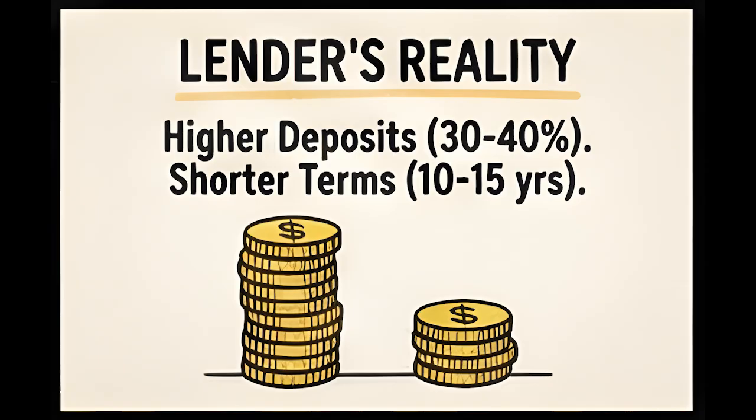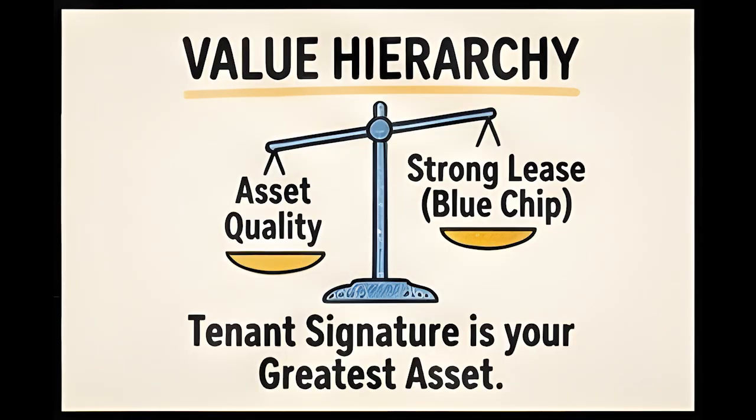Shorter loan terms. Residential loans are 30 years. Commercial loans are typically 10 to 15 years, with the loan likely needing to be refinanced or renegotiated every 3 to 5 years. This means you need a solid financial plan for the future. Interest rates. While the gap is closing, commercial interest rates are generally higher than residential owner-occupier rates, reflecting the slightly higher perceived risk.